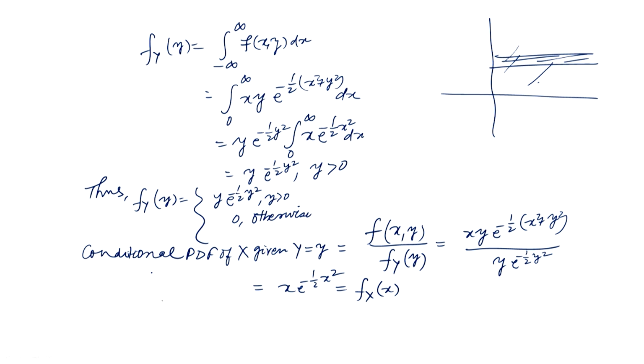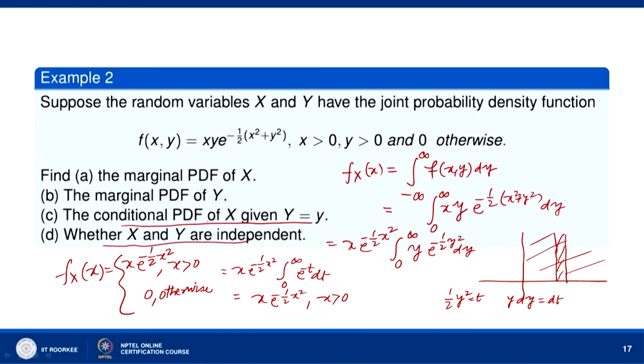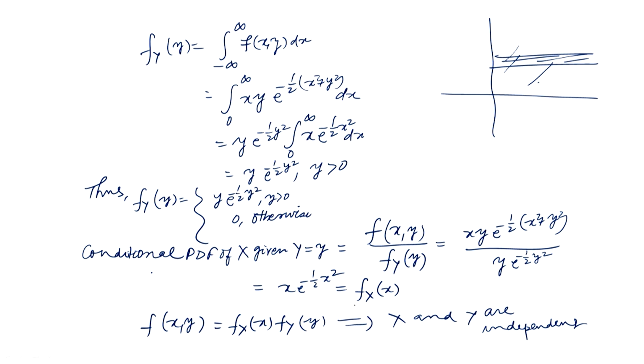So, we can see here that f(x,y) is equal to f_X(x) into f_Y(y). And therefore, x and y are independent random variables. So, it answers this question also. We have found the conditional probability distribution of x given y equal to y, and it came out to be f_X(x). So, f(x,y) equals f_X(x) into f_Y(y), and therefore, x and y are independent.